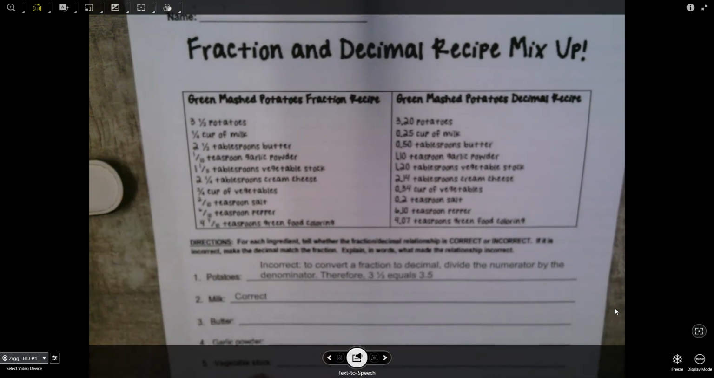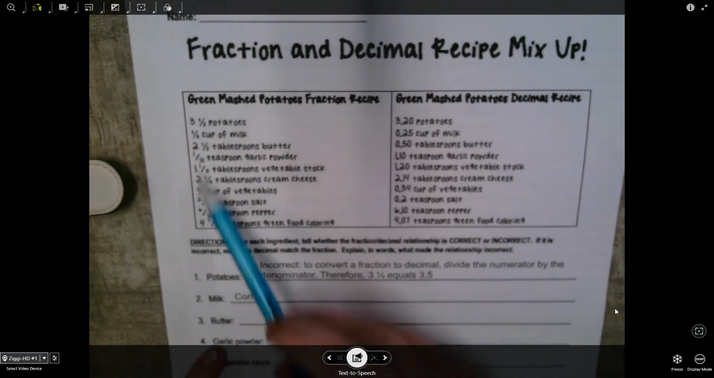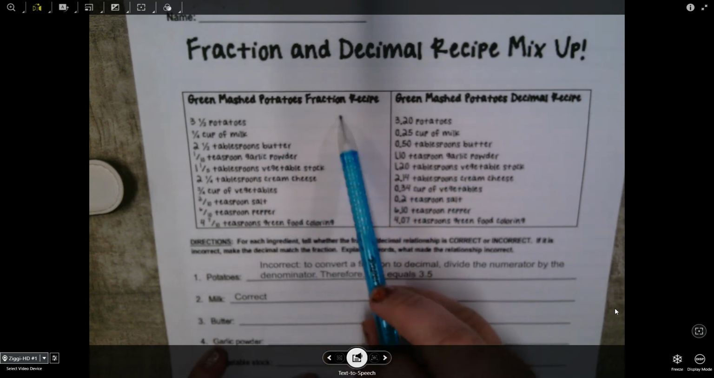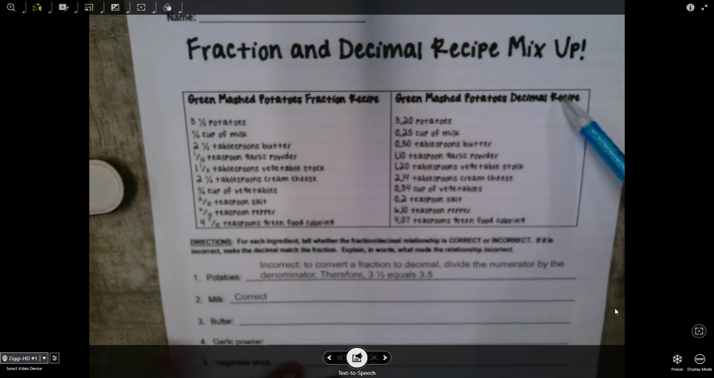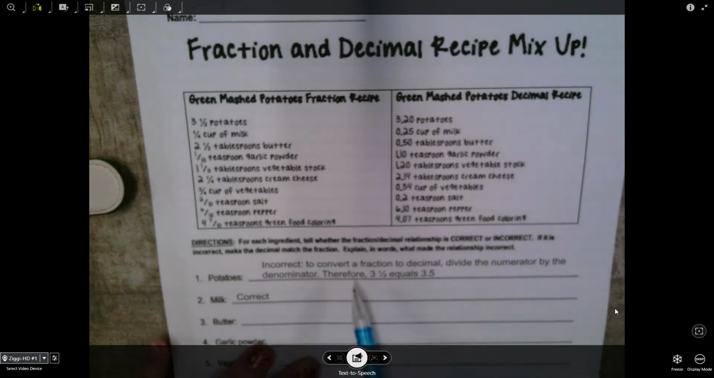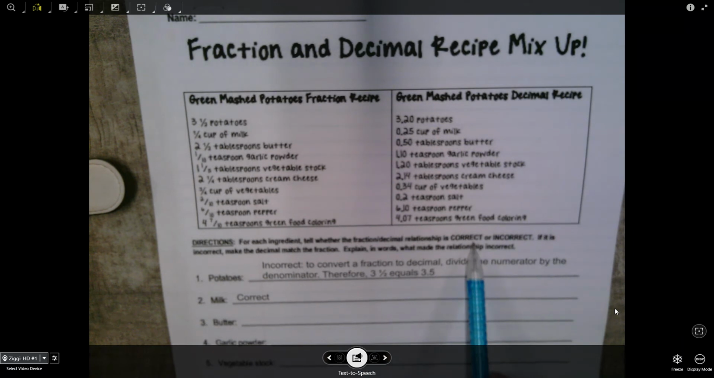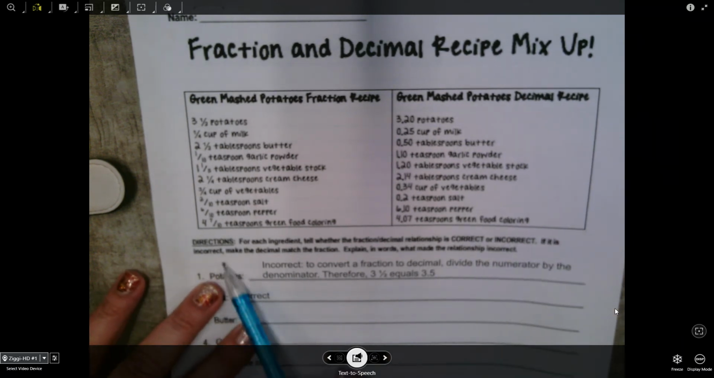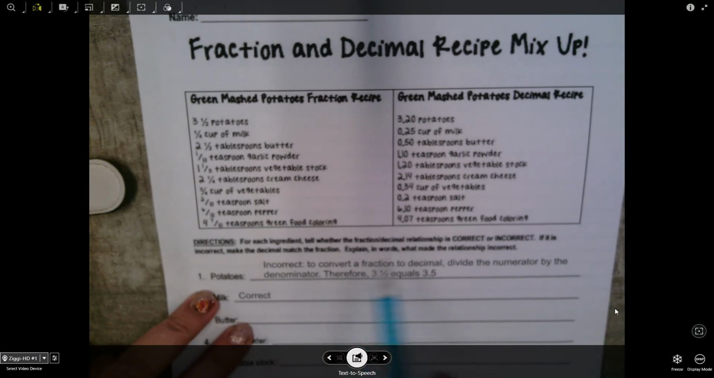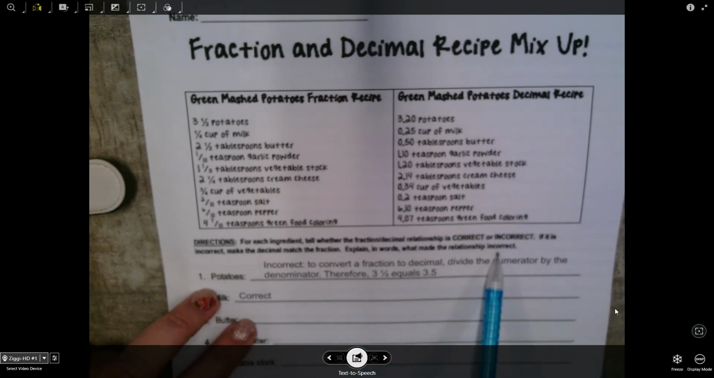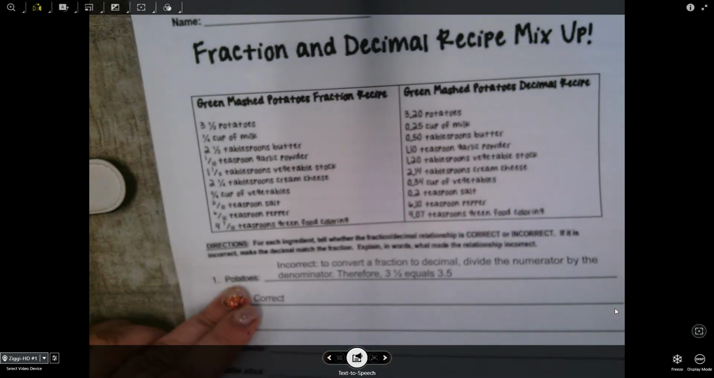The next page in your packet looks like this: fraction and recipe mix up. So you have your recipe for green mashed potatoes. This side is the fraction. This side is the decimal recipe. Your directions, it's a little blurry, but they say for each ingredient, tell whether the fraction or decimal relationship is correct or incorrect. If it is incorrect, make the decimal match the fraction. Explain in words what made the relationship incorrect. So I've done the first two for you to help you. So I'm going to show you how I did that.